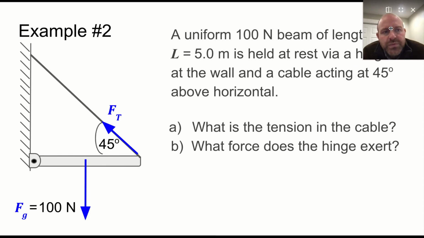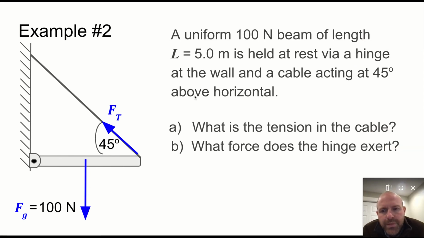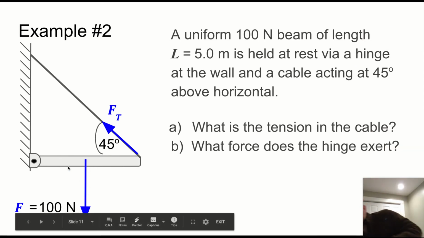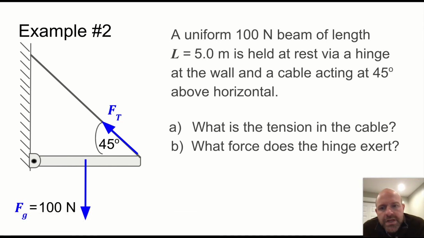Here's another example. This one is no longer just a plank. Well, it is a plank that has a weight of 100 newtons, but it is attached to the wall with a hinge, and then a string is attached out at the end. Now we have a force at an angle. So the questions we might want to answer are, what is the tension in the cable, and what force does the hinge exert? So how do we do that?